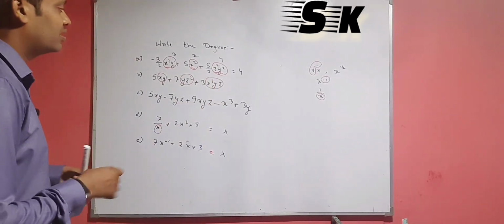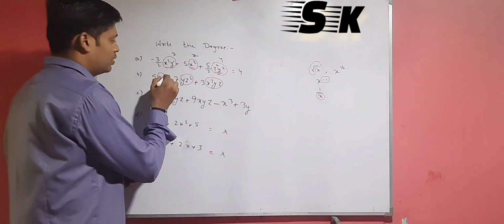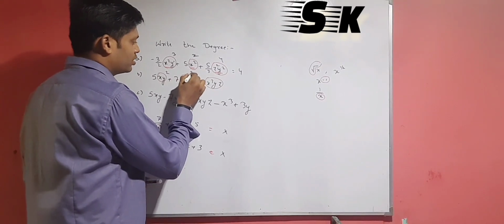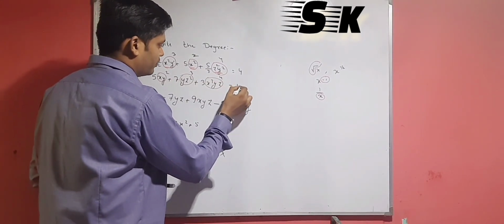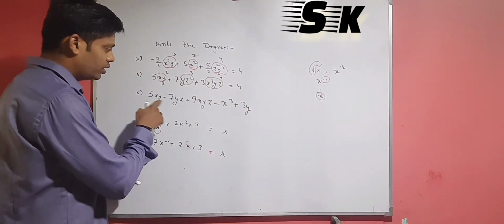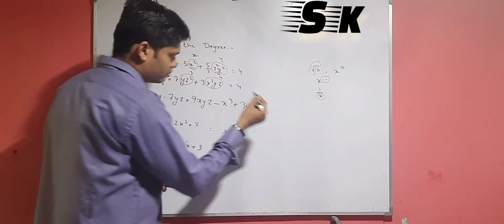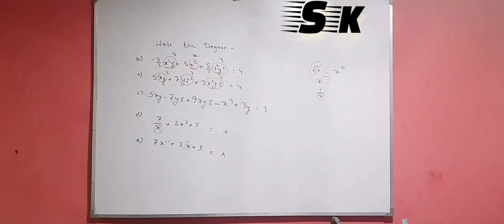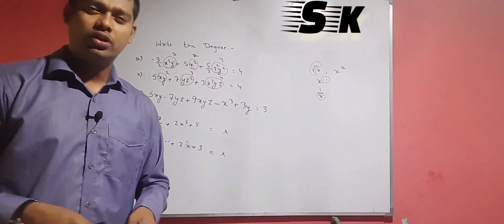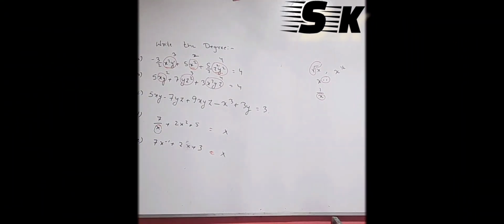You should not make circles in the exam, it's for your convenience. 1 plus 1 is 2, 1 plus 2 is 3, 2 plus 2 is 4, so the power is again 4. 2 here, 2 here, 3 here, 3 here, 1 here, so 3. That much only is the degree. I told you it should be an algebraic expression, then only you can find out the degree. You can say monomial, binomial, whatever you want to say, but it should be an algebraic expression, then only everything will work, otherwise nothing will work.